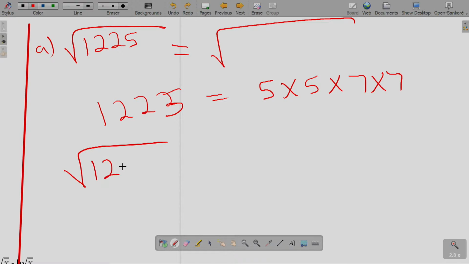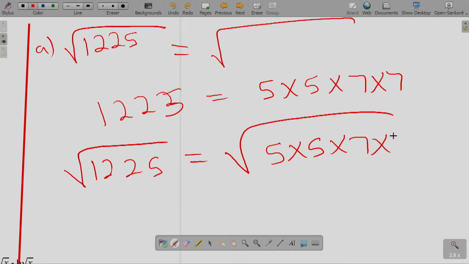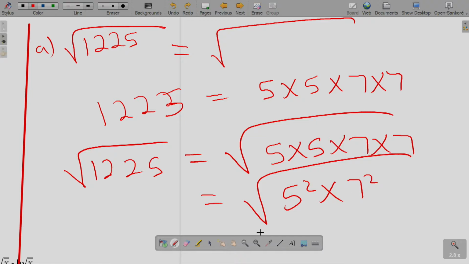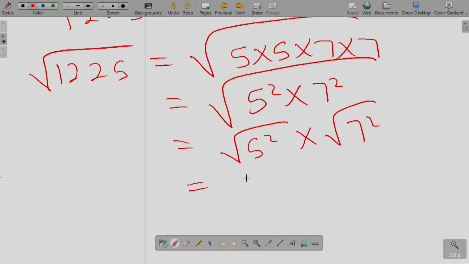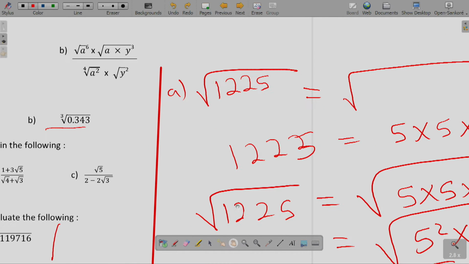So the square root of 1225 is equal to the square root of 5 times 5 times 7 times 7, which is 5 square and 7 square. The square root of 5 square is equal to 5, and the square root of 7 square is equal to 7, and the answer becomes 35. And question 2b.